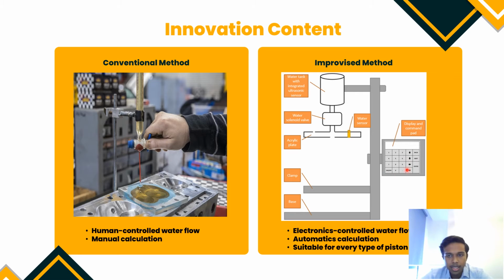And this command pad is for the mechanics to insert the bore and the stroke value of the engine. As earlier, there should be a long list of formulas with 8 or 9 different data needed. So they don't have to write everything down here. They just have to type it in and the system is going to calculate it for them. So this is a fully electronically controlled water flow system with automatic calculation, and this prototype is also suitable for every type of piston, either a flat piston, dish piston, or dome piston.